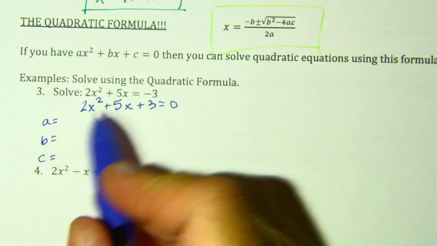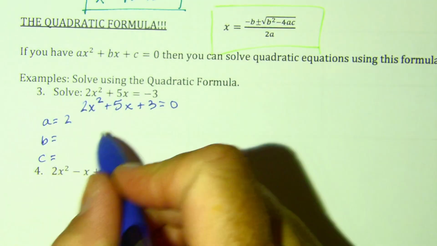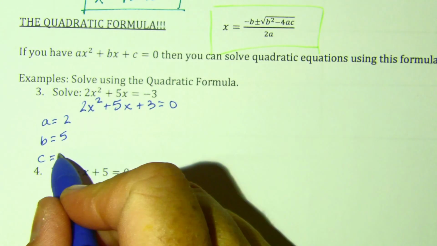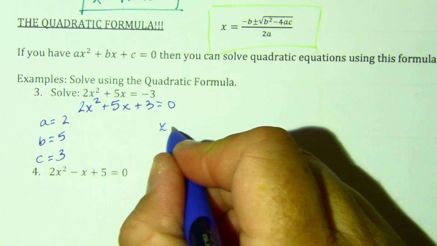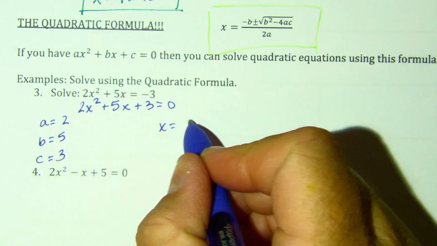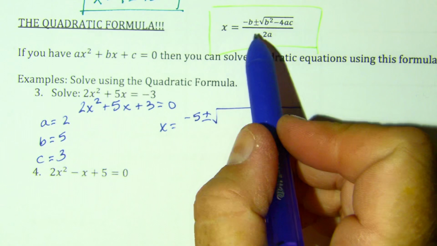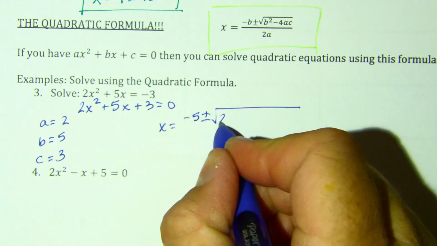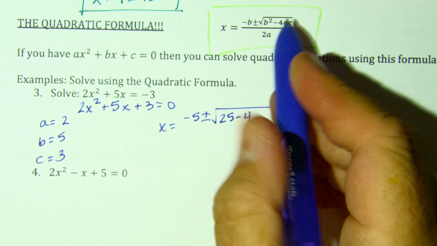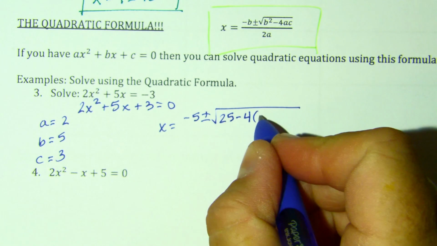So my a value here is 2, my b value is 5, and my c value is 3. x is equal to negative b, so negative 5 plus or minus the square root of b squared, so 5 squared is 25, minus 4 times a times c.